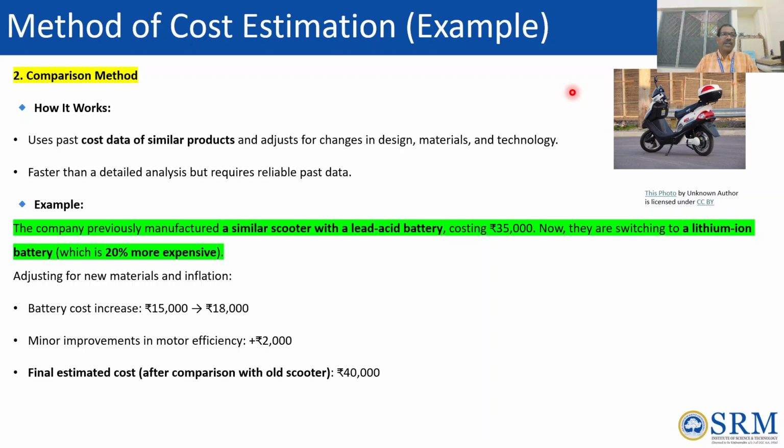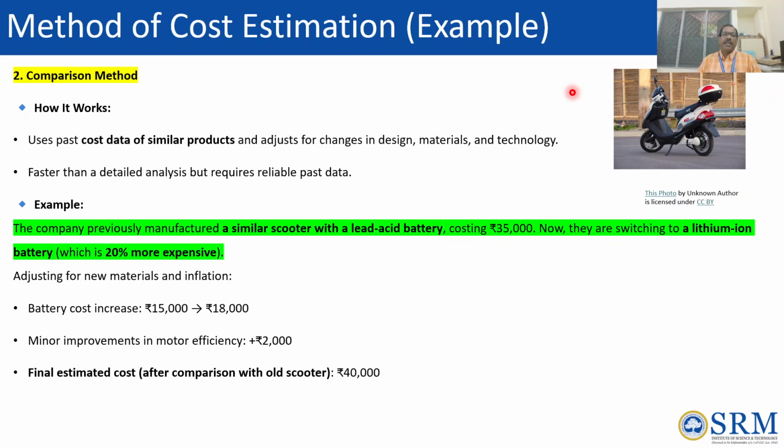That's what I said. If the company has already made some bike, even though it's a petrol-based vehicle, they might have the basic information, right? For the particular scooter, they may have a basic vehicle. The only thing is, instead of petrol, they are changing to EV. Some information is updated here. So use some past data of similar products and adjust for changes in design, materials, and technology.